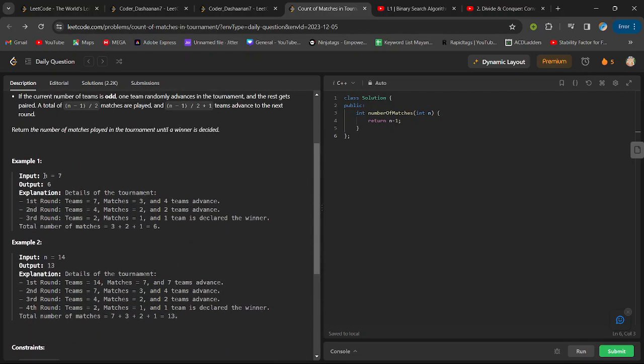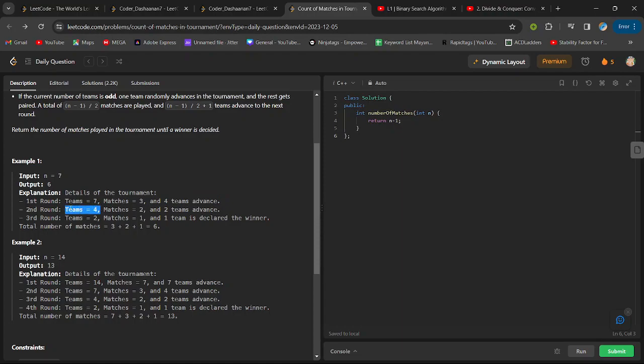So you can see in case when the number of teams is 7, first round total number of teams are 7. So the matches that would be played is 3 because 7 by 2 is equal to 3, because we have to take the integer part. And 4 teams advance, right? 3 matches are played, 4 teams will advance, then 4.